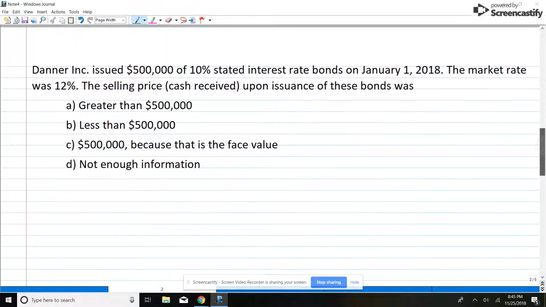Alright, so Danner Inc. issued $500,000 of 10% stated interest rate bonds on January 1st, 2018. The market rate was 12%. The selling price, cash received upon issuance of these bonds was... So let's break down this question into some parts really quickly. So this $500,000 is going to be the face value.